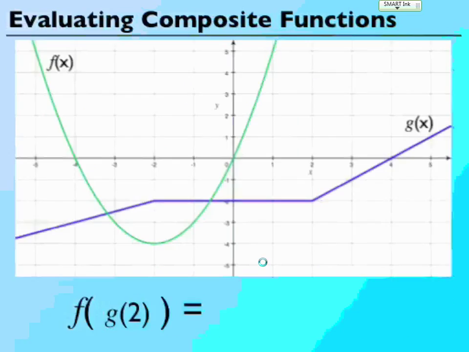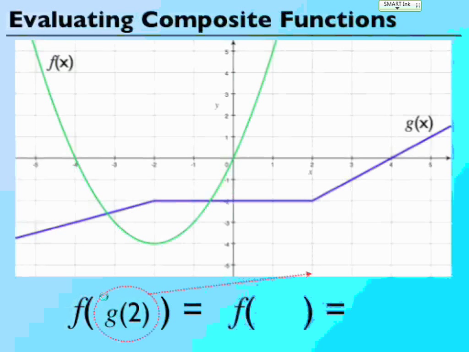All right, we can do the same thing with a graph, f of g of 2. So first we're going to want to do g of 2. Just like in the last section when we were evaluating functions, we go over to where x equals 2, and we figure out where that hits the function g. So that's all the way down there at -2. So that goes in place of g of 2. So now we're doing f of -2.